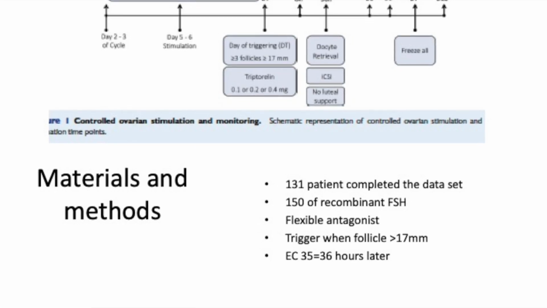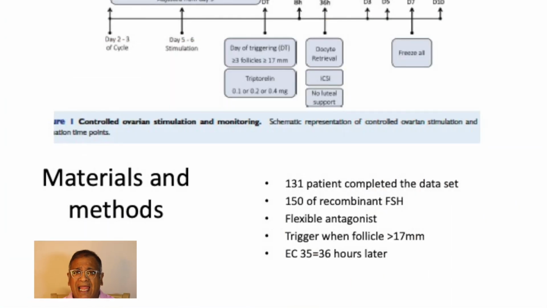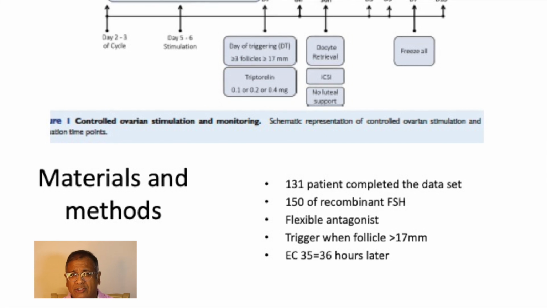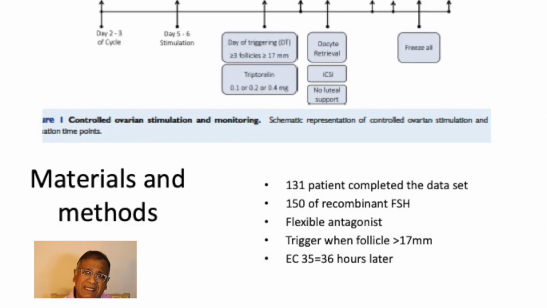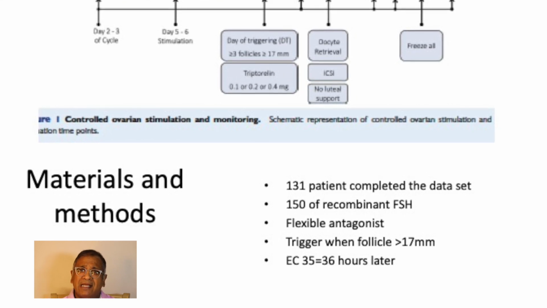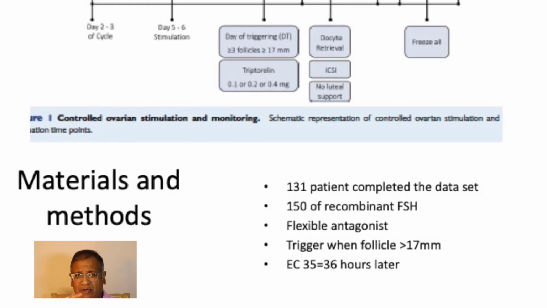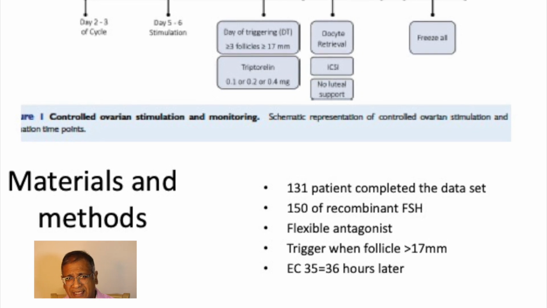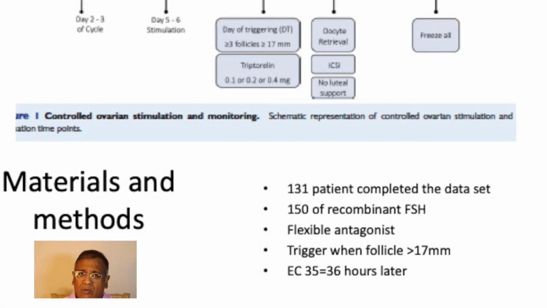So if you have a look at the protocol, it was 131 patients using recombinant FSH and a flexible antagonist protocol. So what's the difference between a fixed protocol? Fixed antagonist protocol is starting on day 4 or day 5 or day 6 as you wish. And a flexible is when the follicle size reaches probably about 14 millimeter. The trigger was given when follicle size reached 17 millimeter and above, and egg collection was done 35 to 36 hours later. So, how were the results looked at?